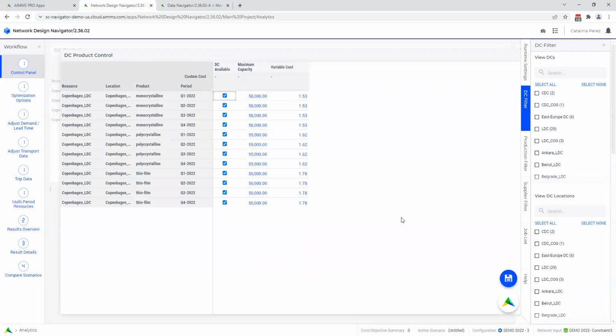The app is going to do the same every single time you write a different unit of measurement, whether it is on the resource side, on the demand side, or on the transportation side.